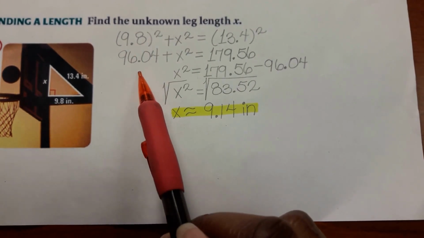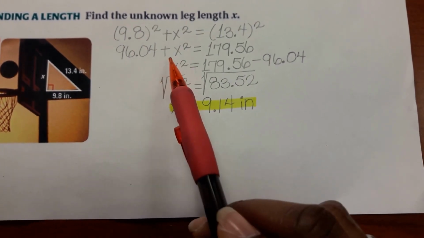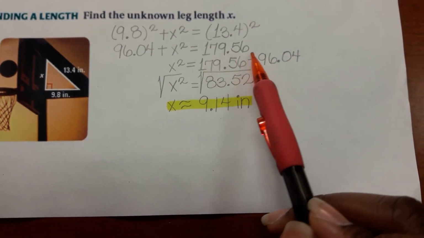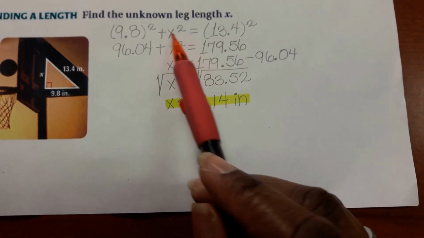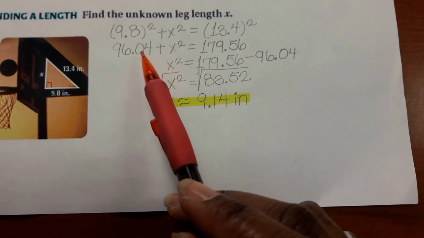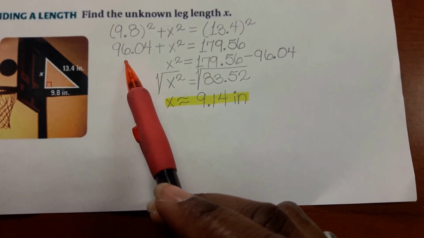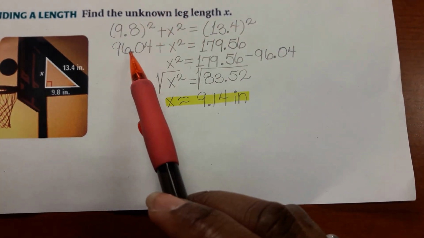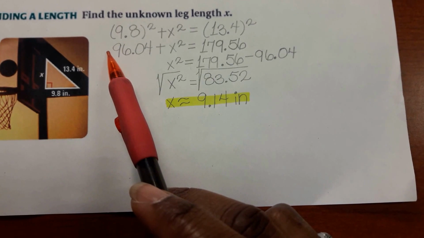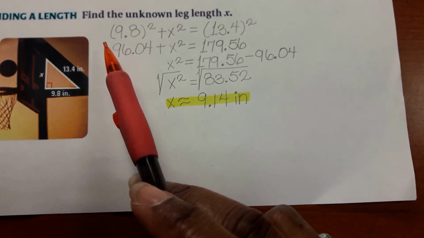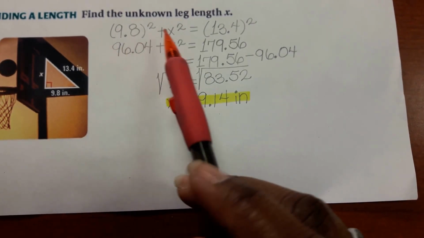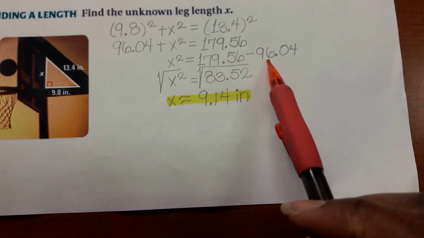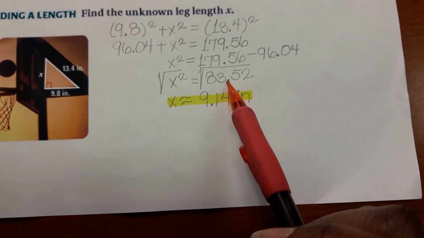9.8 times 9.8 is 96.04 plus x squared equals 179.56. My goal is to get x by itself. The first step I need to do is subtract 96.04 on both sides. So if you notice, 96.04 is on the left side and it's addition, when I move it to the right, the sign changes. Subtract these two numbers to get 83.52.